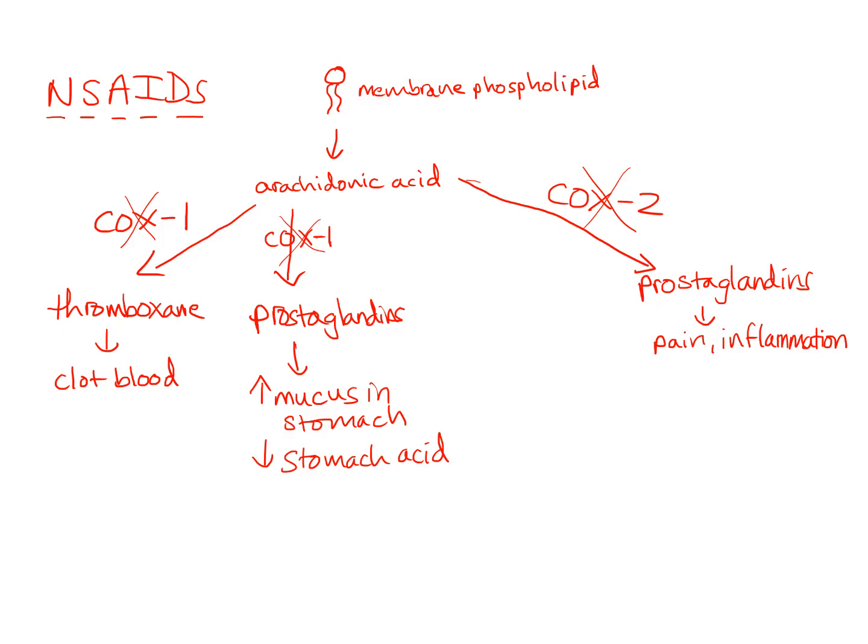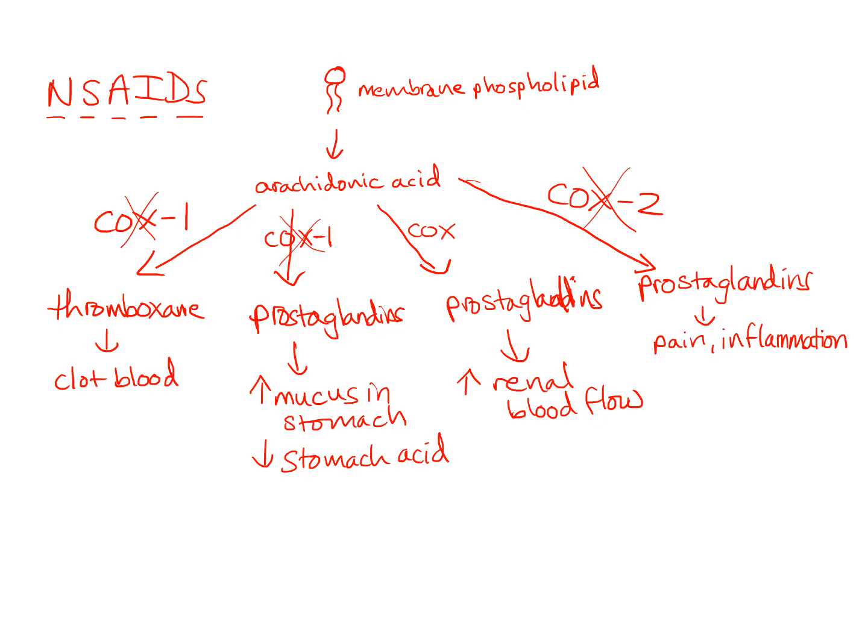Okay, and then the last thing that the COX-1 enzyme will do is it produces some other kinds of prostaglandins that are in the kidney, and they increase the blood flow to the kidney. And kidneys like to have a lot of blood flow to stay happy.